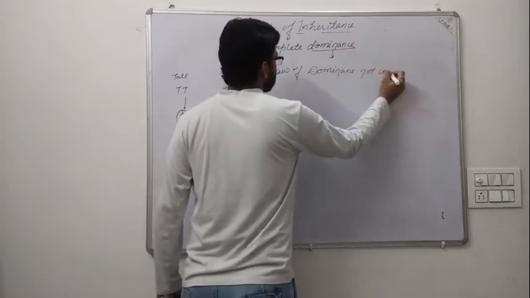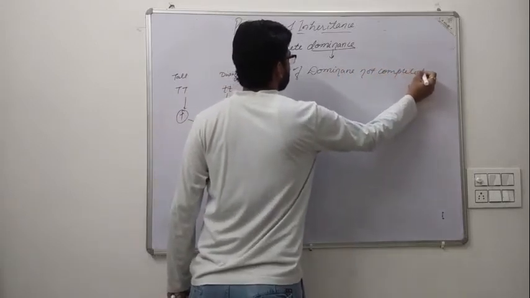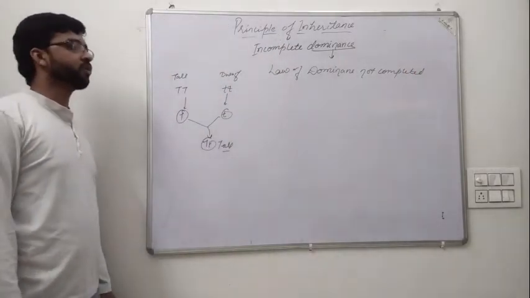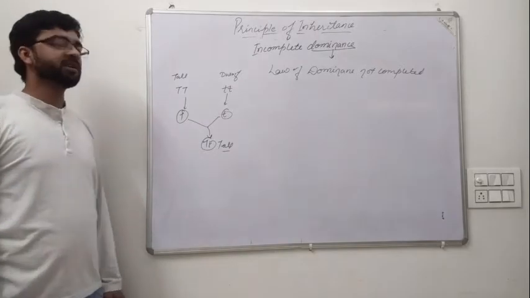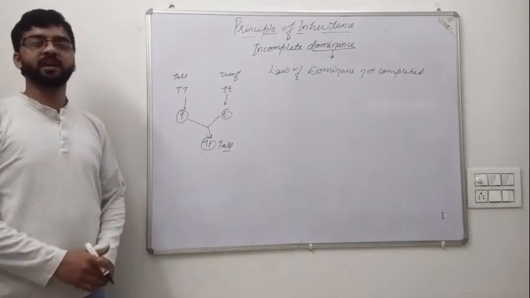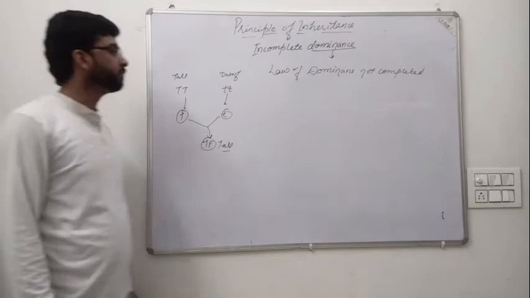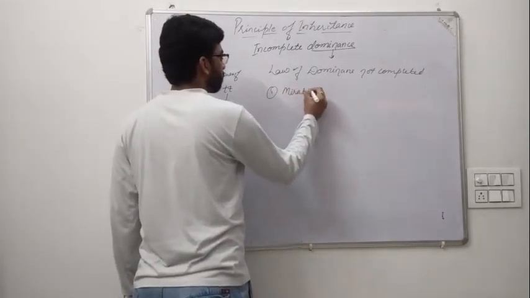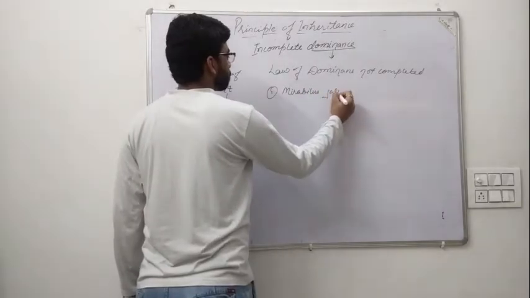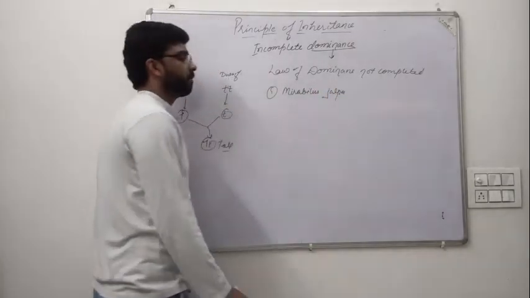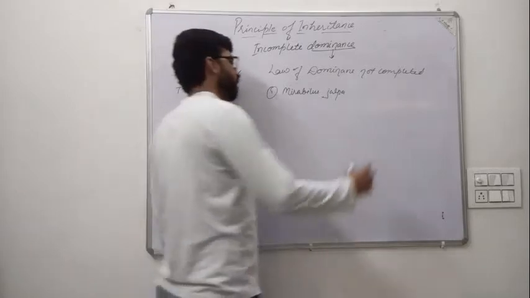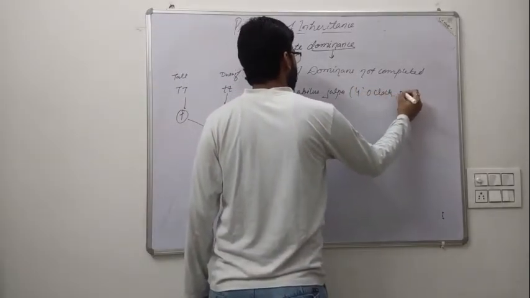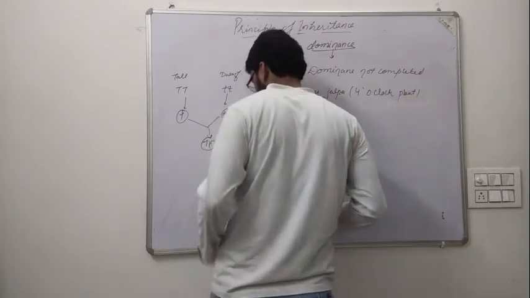is not completed. The law of dominance is not completed yet. So that's why it is called incomplete dominance. For this incomplete dominance, we take examples. First is Mirabilis jalapa, which is commonly known as the 4 o'clock plant.